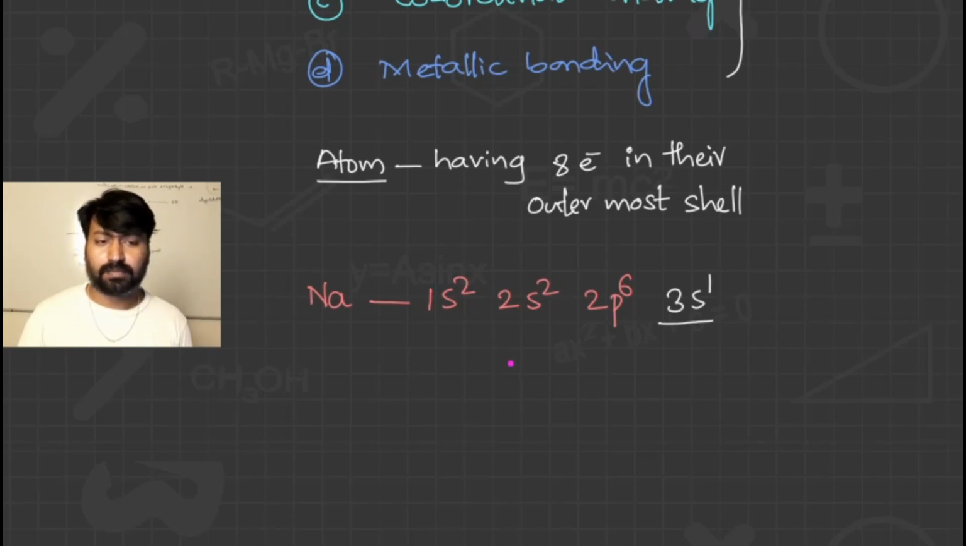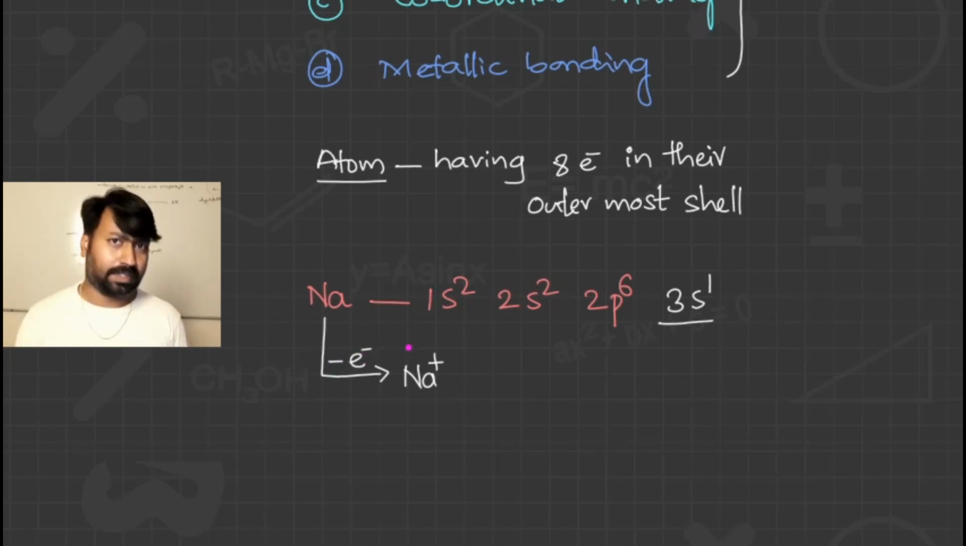This is the outermost shell. Gaining 7 electrons would make sodium an octet, because only 1 electron is there. We could add 7 electrons here, but that is highly impossible. Instead of that, what does sodium do? It will convert into Na+ by losing 1 electron.